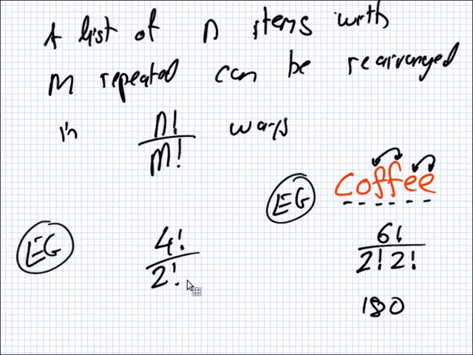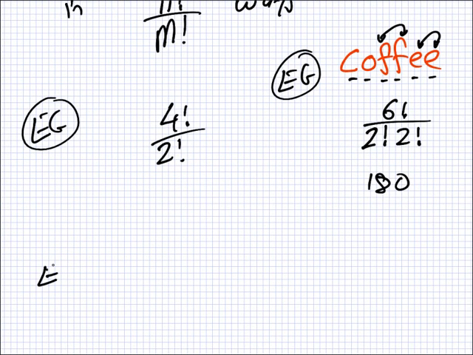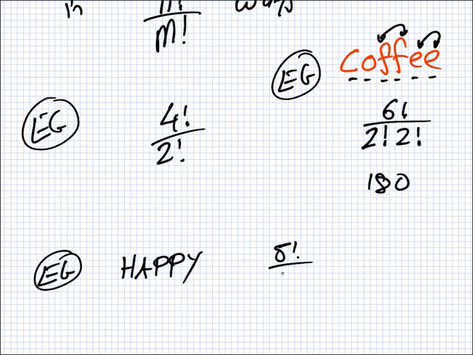Can I scroll down? So I want to know how many ways can you rearrange the letters in the word happy then, as an example. So try that one then with the calculator. 60, is it? So on the top you had 5 factorial over 2 factorial.